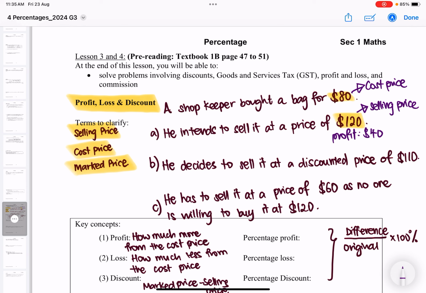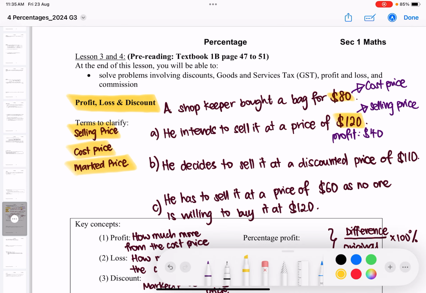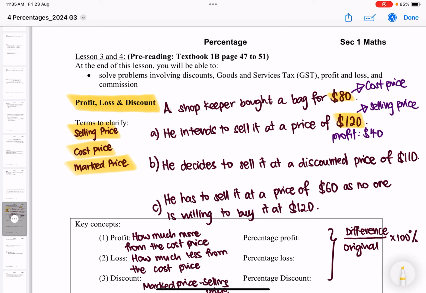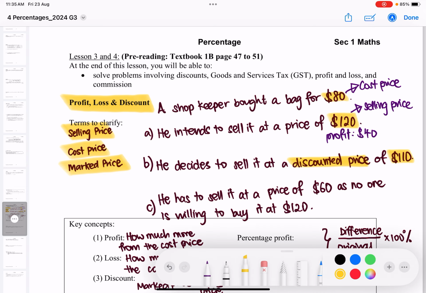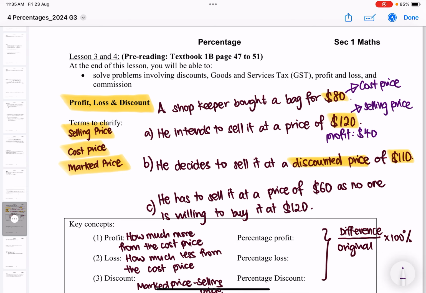Now let's look at a different context. Let's say he still bought the bag at $80. Instead of selling it at $120, even though he initially plans to sell it at $120, he decides to give it at a discounted price of $110. Now this means he will still be getting a profit, but his profit will now just be $30.